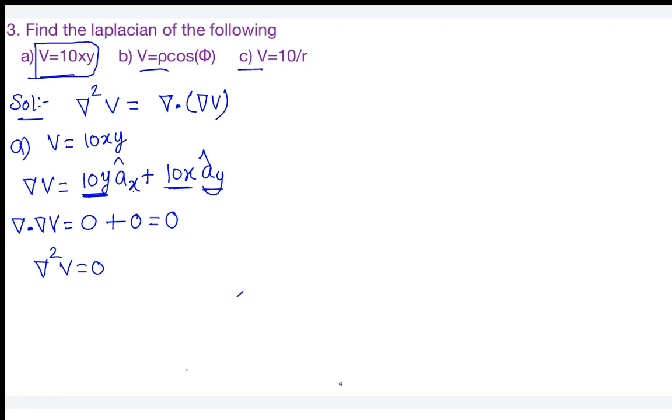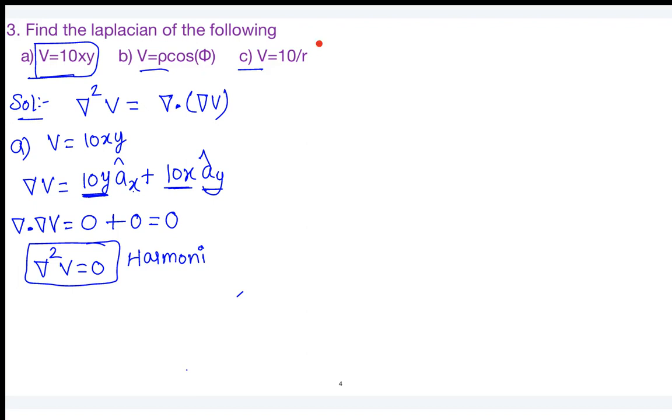Can you please say what that function is said to be when the Laplacian becomes 0? Harmonic. Very good. The function is said to be a harmonic function. Now please take time and do the second and third questions. The second question is an example for cylindrical, and the third is an example for spherical.